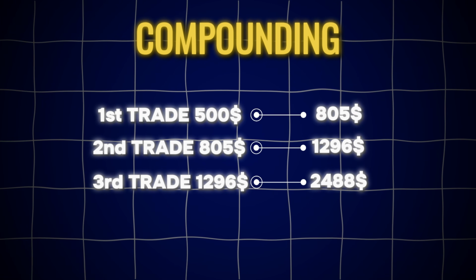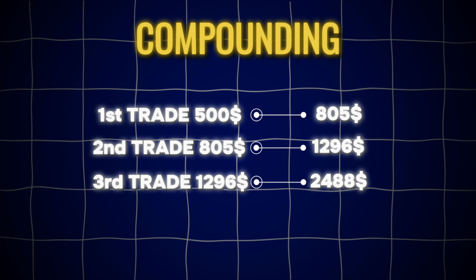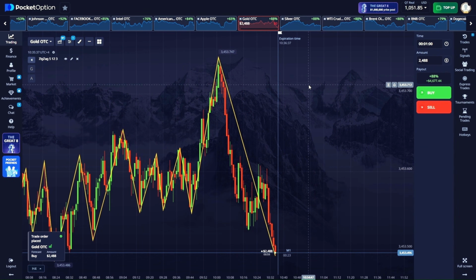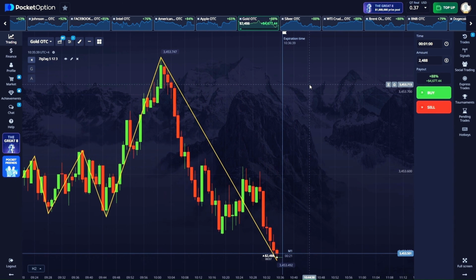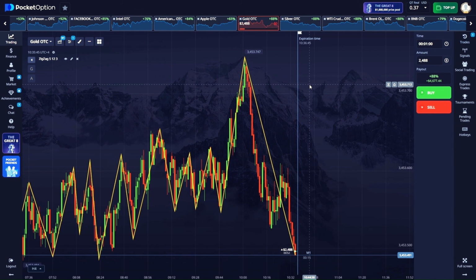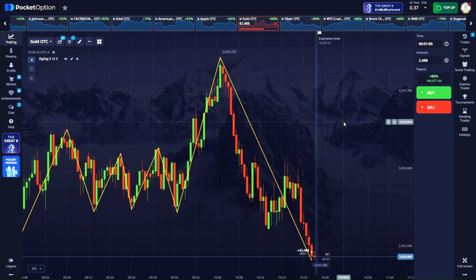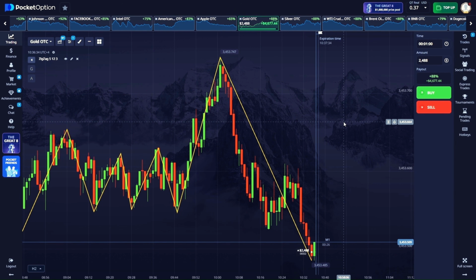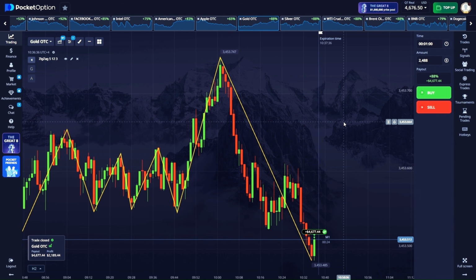Let's find a trade using $2,488 on gold OTC. I found a setup for an upward move and entered the trade. We entered at the level. The trade started going in our favor and I won.